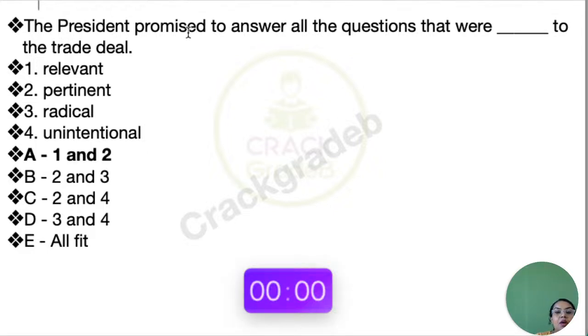So the president promised to answer all the questions that were pertinent to, relevant to the trade deal, related to. The word "to" was the hint word over here. Anytime there is a blank and then you have a preposition after the blank, take full advantage of it. It will help you decide your answer with more confidence. So relevant and pertinent are synonyms, and "to" is used after them. Unintentional is when you did it by mistake or by accident.